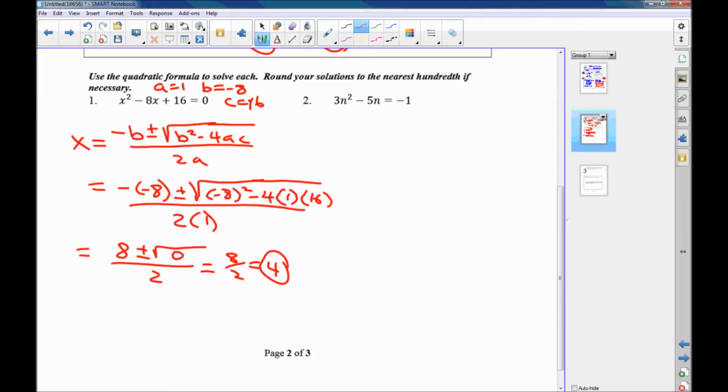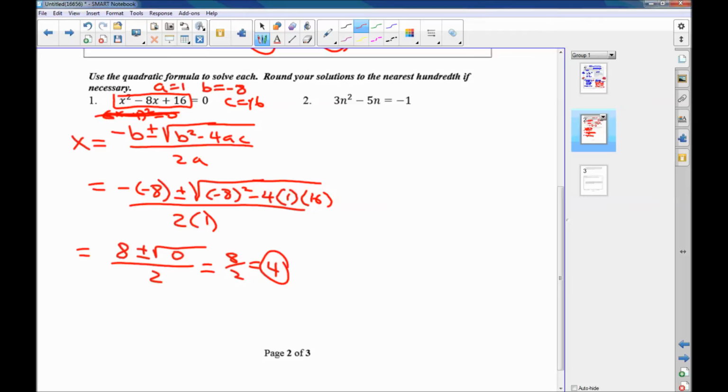And if we go back up and look at our problem, this one can be factored. This factors into x minus 4 squared equals 0. And that's why it only has one answer. It's a really fast problem, but it's nice to practice on an easy one for the first time.